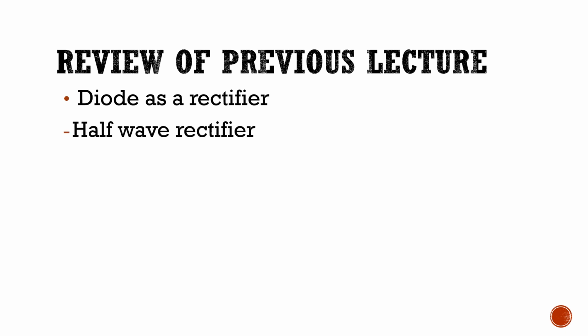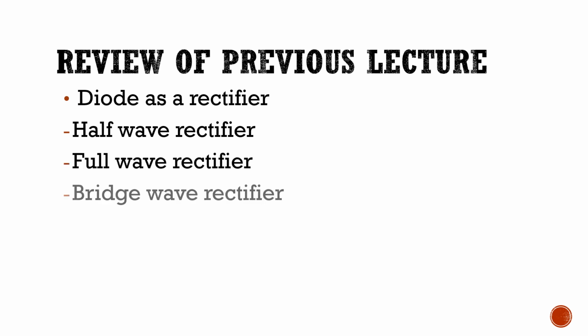First, we will have a quick review of our previous lecture. In your last lecture, you understood how a diode acts as a rectifier. You studied that there are three forms of rectifier. First is half-wave rectifier, second is full-wave rectifier, and third is bridge-wave rectifier.